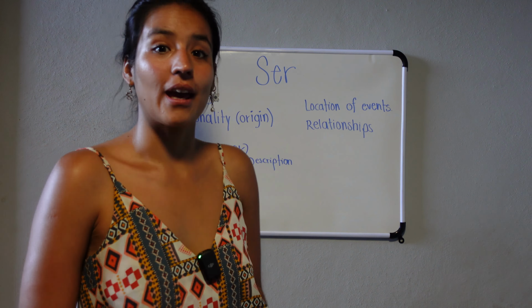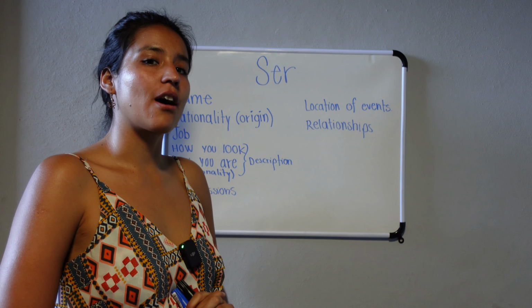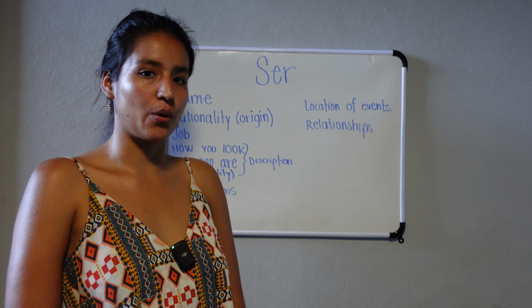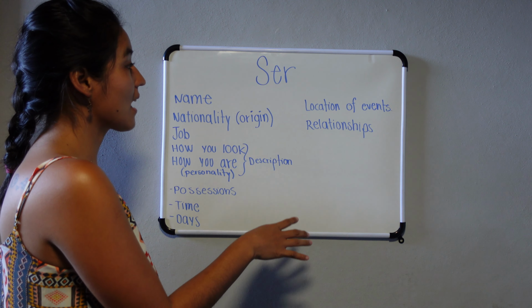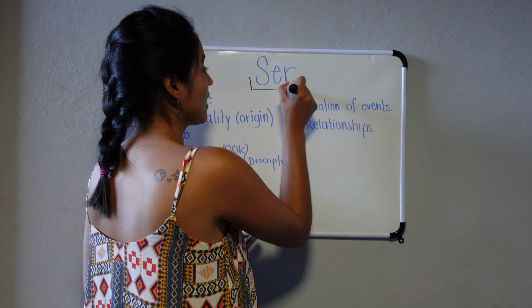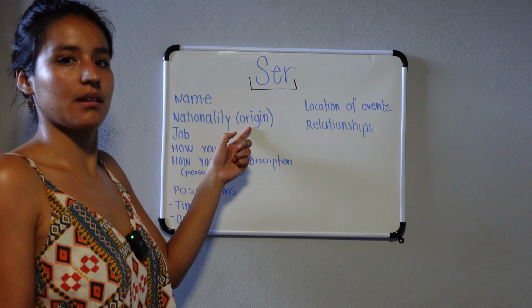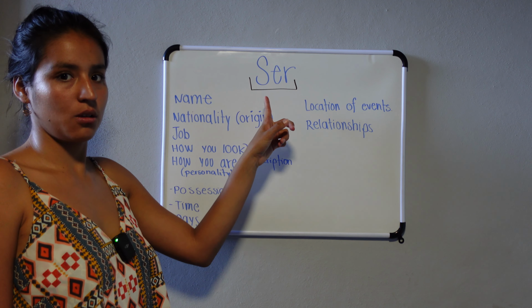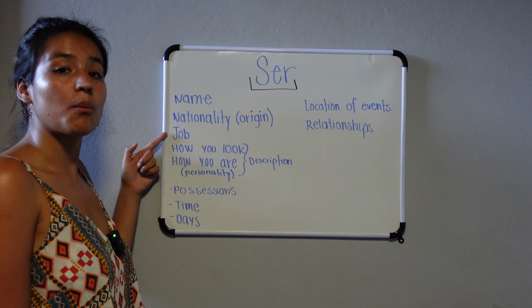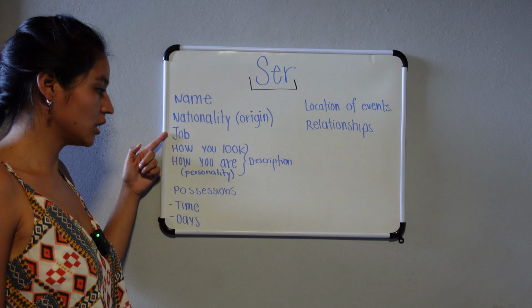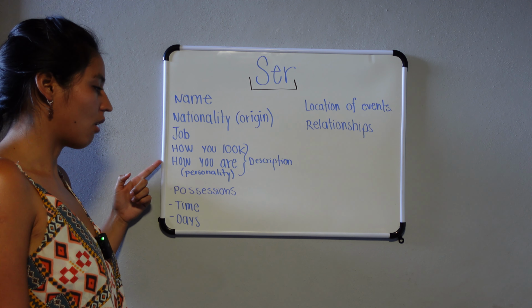Okay, and we have in here all the times when we use ser. So this video is gonna be a little bit long, so please prepare yourself. But after this, you're not gonna have questions when you have to use them, okay? So, the verb ser, we're gonna use it when you wanna say your name, nationality, or your origin. For example, I'm from Mexico versus I'm Mexican. In this case, we use this in both situations. When you wanna talk about your job or your occupation, how you look and how you are, okay?